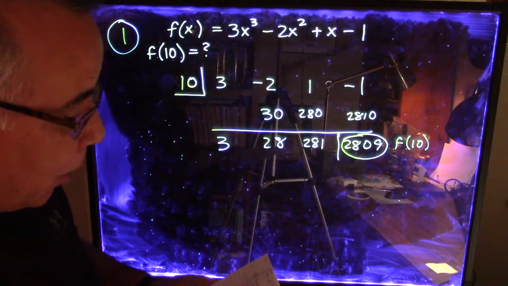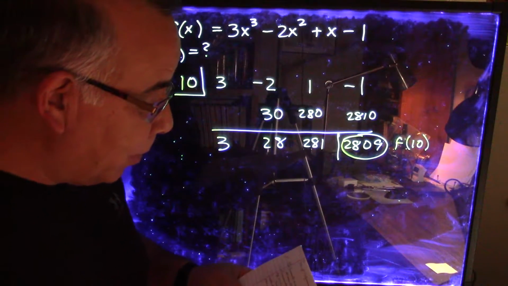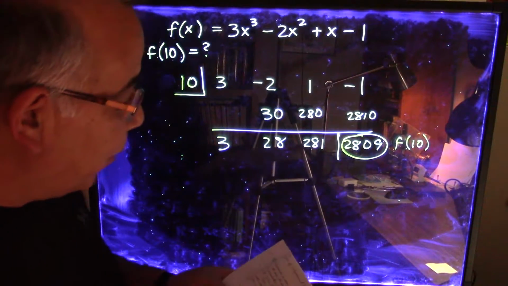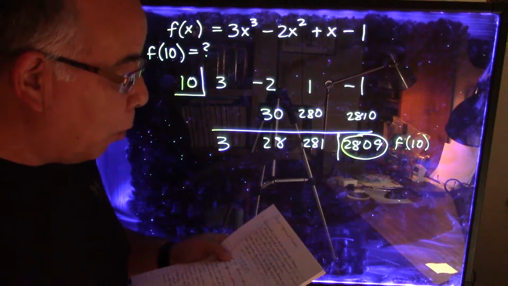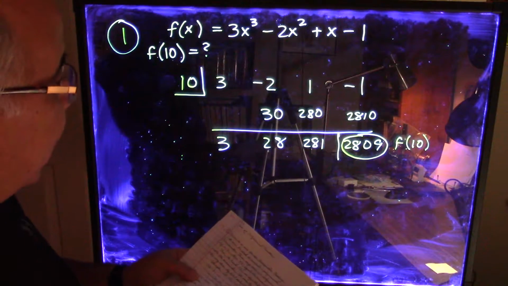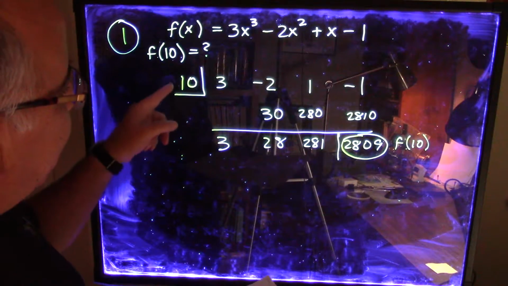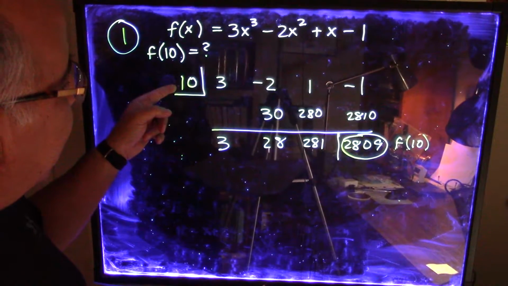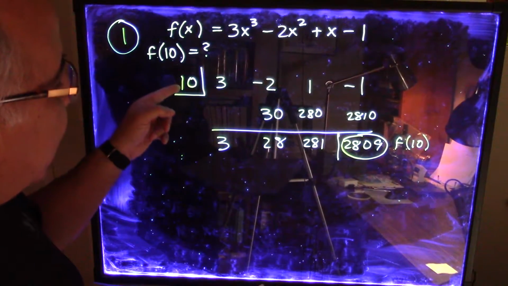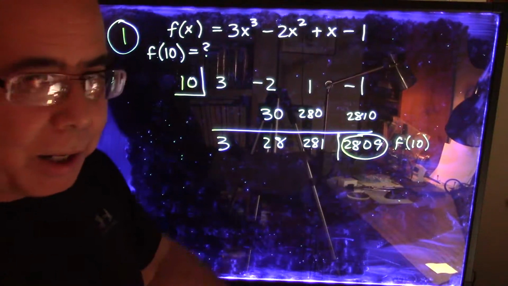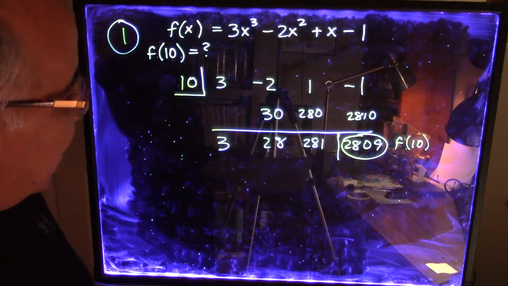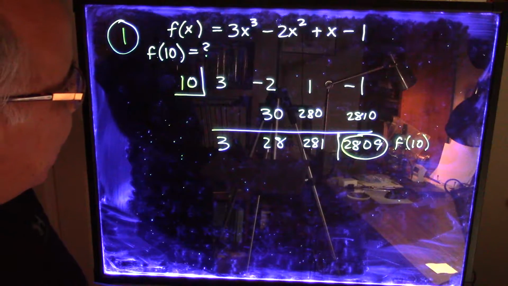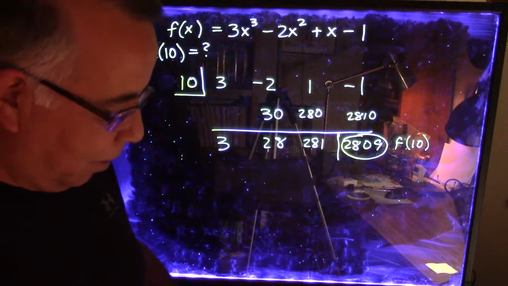So, in general, the remainder theorem says that if a polynomial is divided by x minus k, then f of k equals the remainder. Alright? If the polynomial is divided by x minus 10, then f of 10 equals the remainder. That's putting our specific case into the remainder theorem statement. Alright? So, there it is.